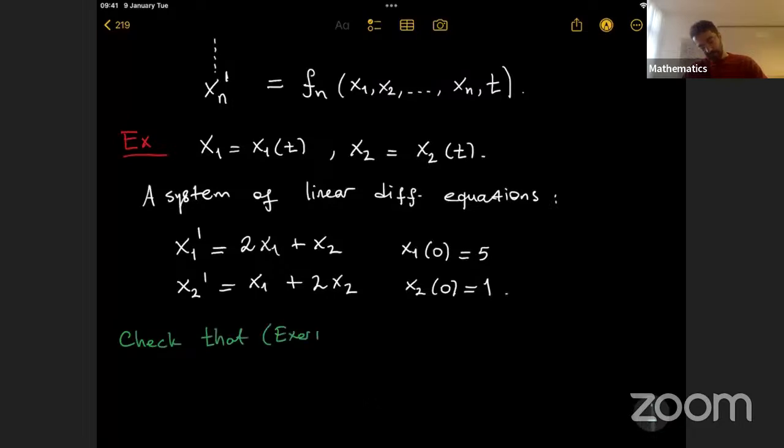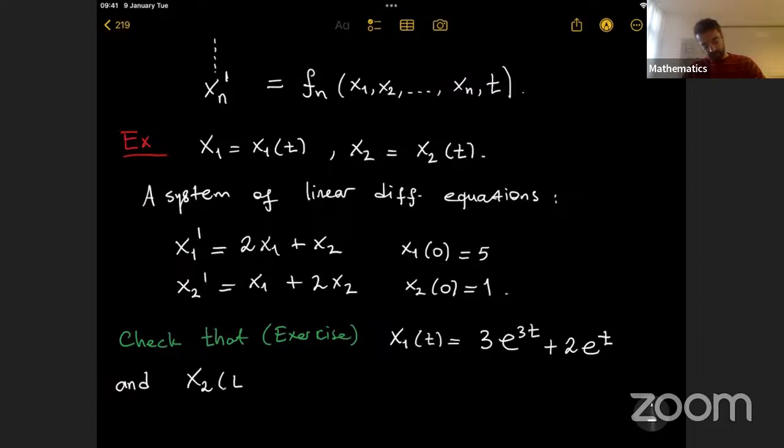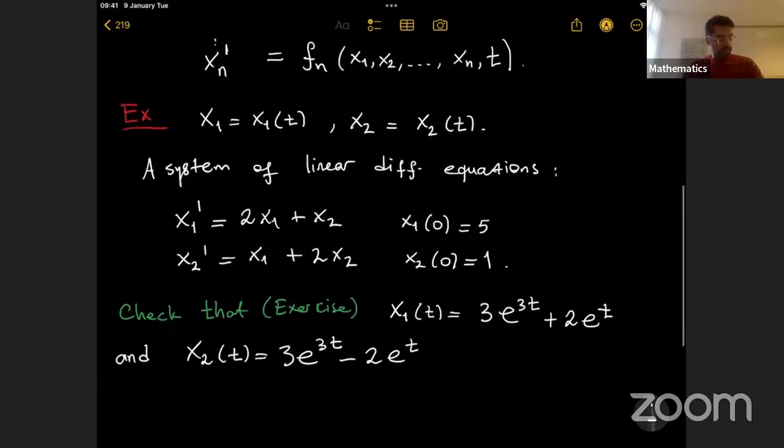x1(t) is 3 times e to the 3t plus 2 times e to the t, and x2(t) is 3 times e to the 3t minus 2 times e to the t, okay? This is a solution to this IVP.